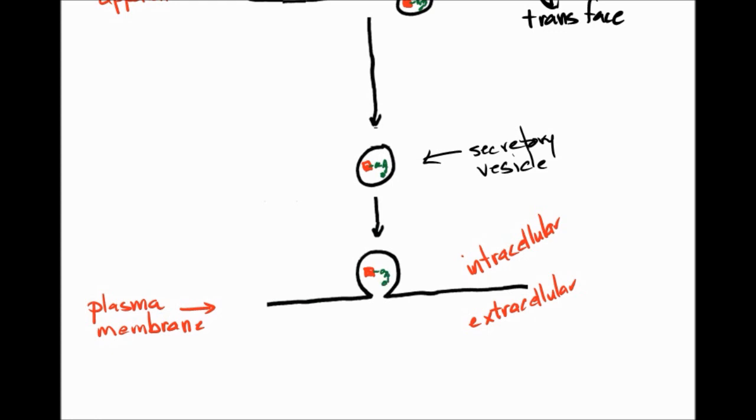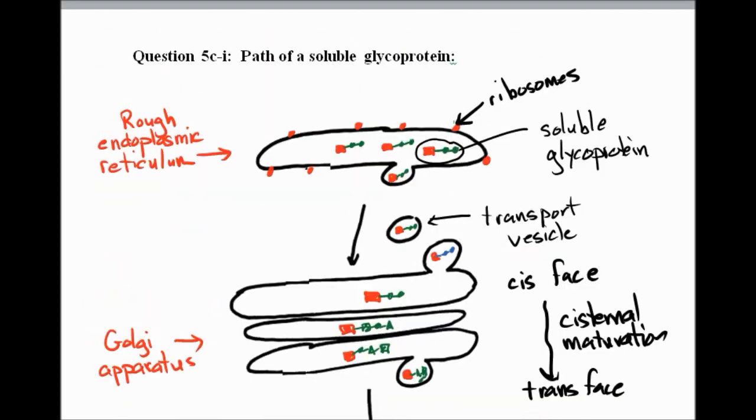So what we're going to get from this is that this protein will exit the cell, and that is what we call secretion. It has now been secreted to the extracellular side of the membrane. So once again, the protein was produced in the endoplasmic reticulum.